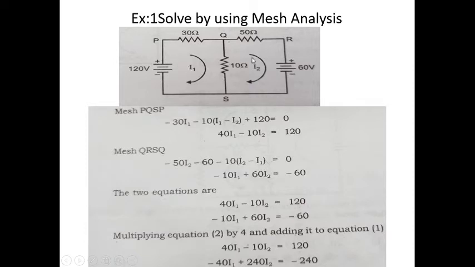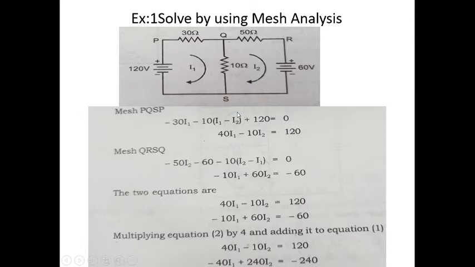So here it is a two loop method. We will be writing the equations like this. Mesh PQSP, the first mesh, we will be taking. How to write this: it is the fall in potential, so minus 30 into I1, minus 10 into I1 minus I2. Then negative to positive, plus 120 is equal to 0. Simplifying it, we will be getting 40 I1 minus 10 I2 is equal to 120.